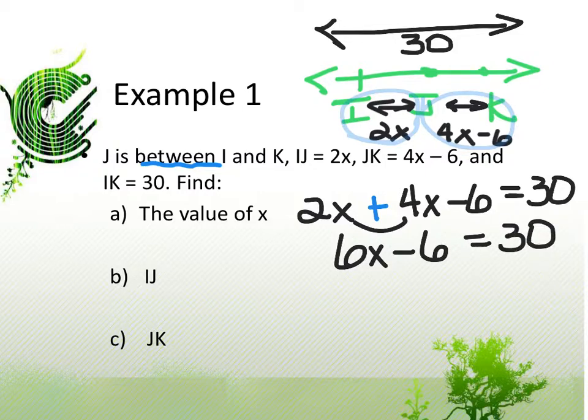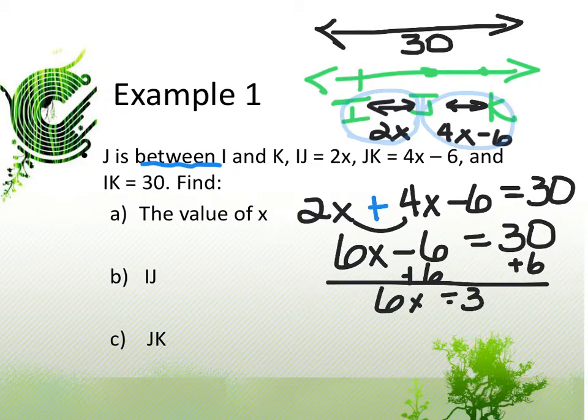I now have a two-step. I need two inverse operations to solve this. Yes? Well, you have to subtract 6 to the other side. Beautiful. I need to move the 6 first. So I'm going to add 6 to both sides. I get 6x equals 36.